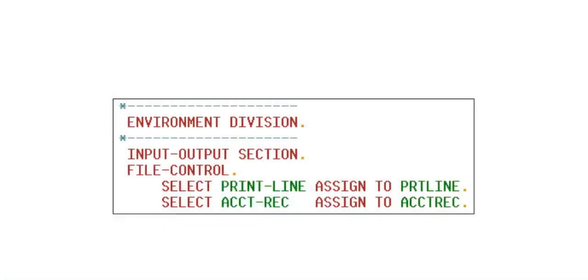Here you can see the file control paragraph, input-output section of the environment division. What we're doing here is associating each COBOL internal file name with an external dataset name. In this case, PRINT-LINE is the internal file name, and PRTLINE is the external dataset or file. So that's the select and assign clauses in the environment division.